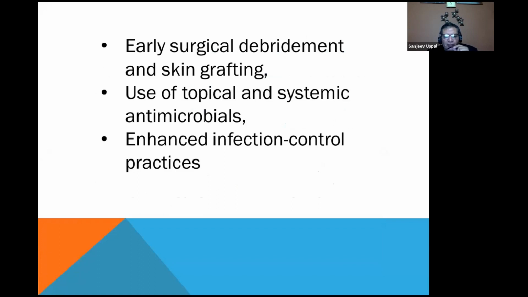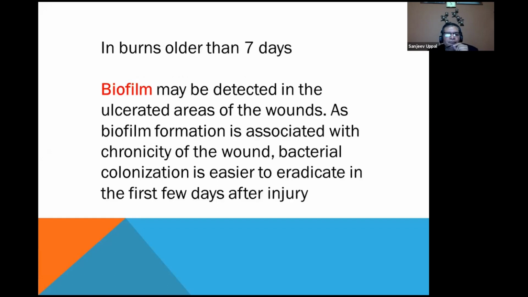And for systemic antimicrobials, systemic antibiotics, there is a lot of controversy. Some schools say that initial antibiotics should not be started, while others say that a single cephalosporin-type antibiotic should be started. At our institute here, we do give initial antibiotics in the form of cephalosporins.